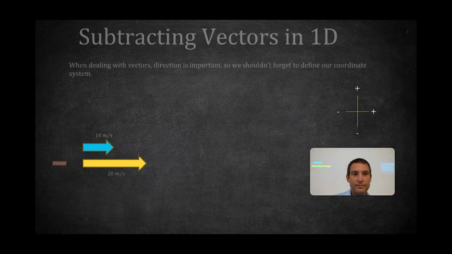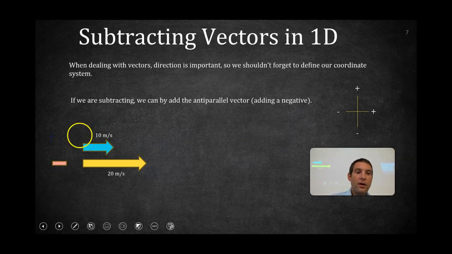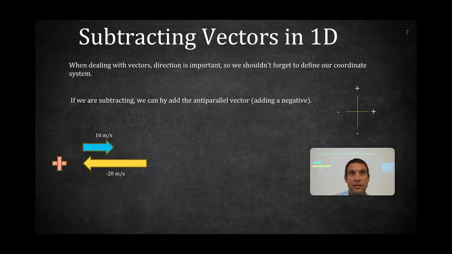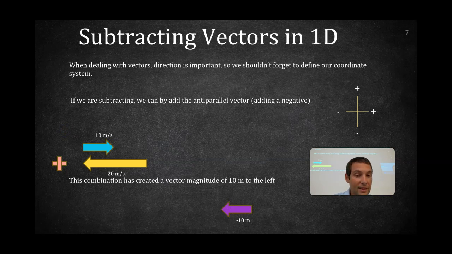On to subtraction. If we are subtracting, then we can add the antiparallel vector. It's the same thing as adding a negative. For instance, 3 minus 2 is the same thing as 3 plus negative 2. So the antiparallel is just the parallel vector, but in the opposite direction. This combination has created a vector magnitude of 10 meters to the left, or negative 10 meters.